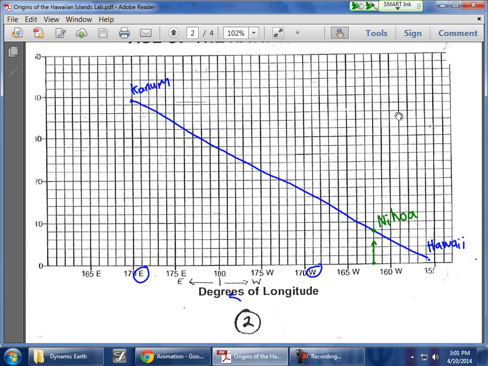Now, if Nihoa is on that line, like the way I did it, how old is it? 6? So, as I go across, is this what you're doing? Eight. Good, because each one goes up by 2, to give you 8 million years. All right. There's a question about that later on. What questions do you have on this?